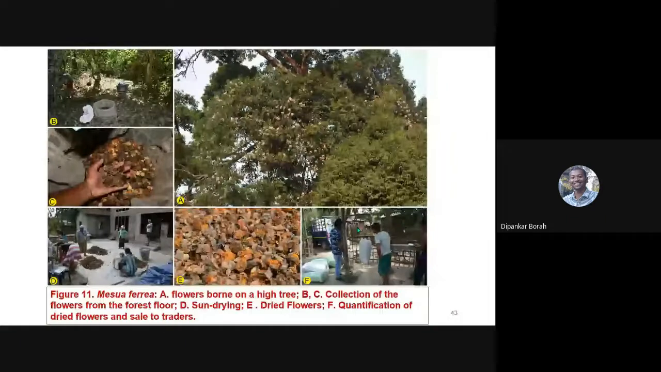Figure 11 shows the different photographs of Mesua ferrea. A shows the flowers borne on a high tree. B and C show the collection of flowers from the forest floor. D shows the sun drying process. E shows the dried flowers, and F shows the quantification of the dried flowers and sale to traders.